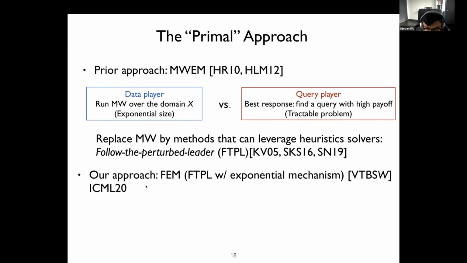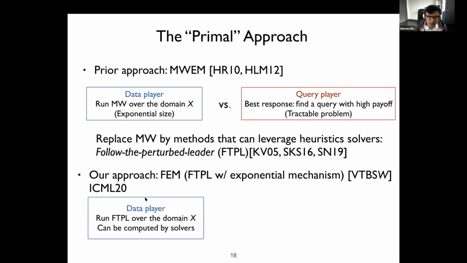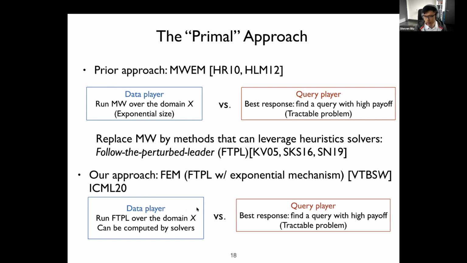One of my recent works, with my student Giuseppe Vietri, Grace Tan, Thomas, Mark Bun, and Thomas Steinke, tried to come up with a new algorithm that replaced this computational bottleneck within the data player, the MW, by an algorithm called FTPL, follow the perturbed leader. Now each step is no longer about maintaining an exponential size object, but rather solving some kind of optimization problem. And we're going to have the query player performing the same algorithm. So we're going to use the exponential mechanism to sample queries. So the query players stay fixed.